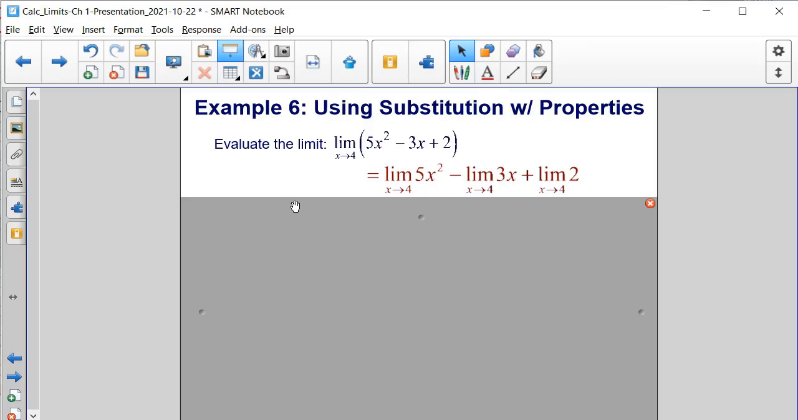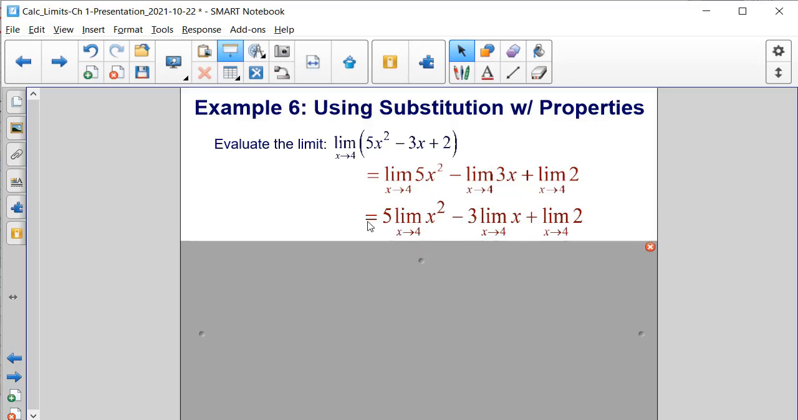Then the first property can be used to move each scalar multiple to the front. So the 5 and this 3 can be pulled out of the limit expressions there, and it can be rewritten as 5 times the limit of x squared as x approaches 4 minus 3 times the limit of x as x approaches 4 plus the limit of 2 as x approaches 4. Then we can find the limit of each of these and add them or subtract them together.